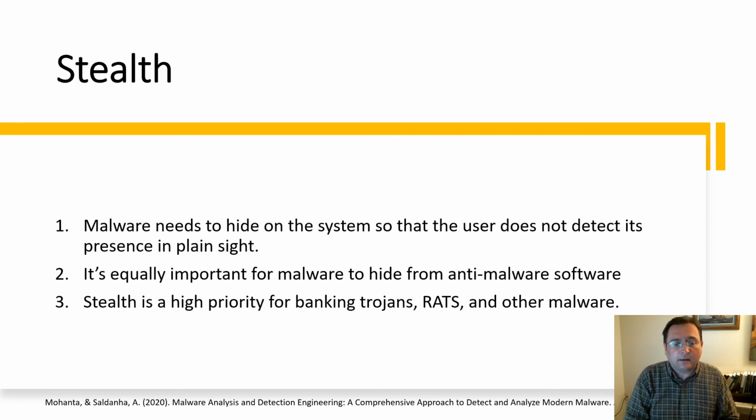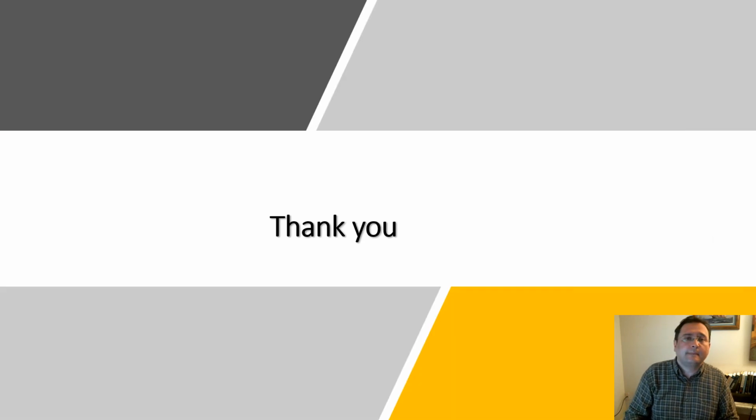And the next component is that malware is stealthy, and malware needs to hide on the system so that the user doesn't detect its presence in plain sight. It's equally important for malware to hide from anti-malware software. So they need to be stealthy, they need to hide themselves. And stealth is a high priority for banking Trojans and RATs and other types of malware.